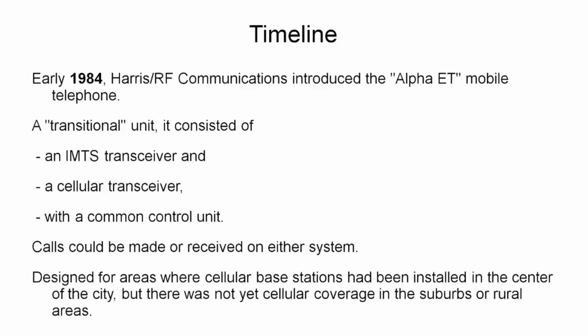In early 1984, Harris RF Communications introduced the Alpha ET mobile telephone. It was a transitional unit and consisted of an IMTS transceiver, either VHF or UHF, and a cellular transceiver connected to a common control unit. Calls could be made and received from either system. It was designed for areas where cellular base stations had been installed in the center of the city, but there was no cell coverage in the suburbs or the rural areas yet.